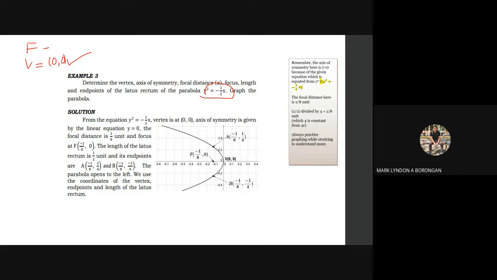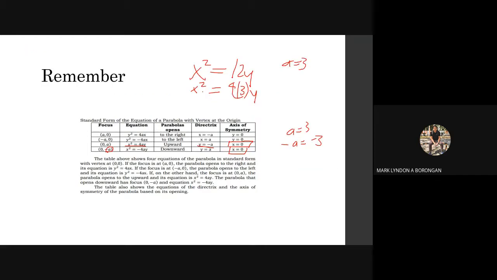Check na na siya. Ato ang focal distance na lang, atong directrix, atong axis of symmetry. Atong axis of symmetry ani will be y because this is a y equation. Okay? As you can see there, if y get to equation, atong axis of symmetry, y pod. If x, x pod. Okay?